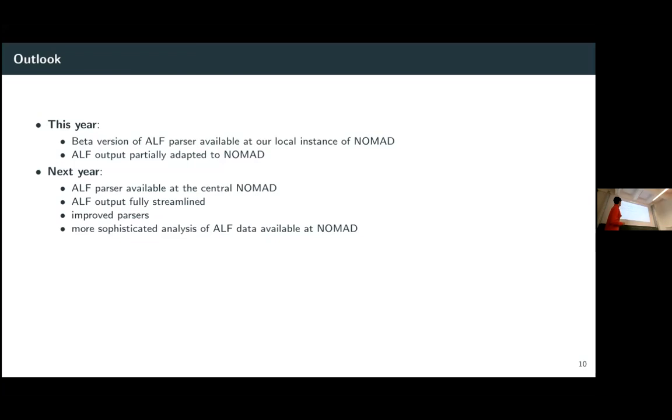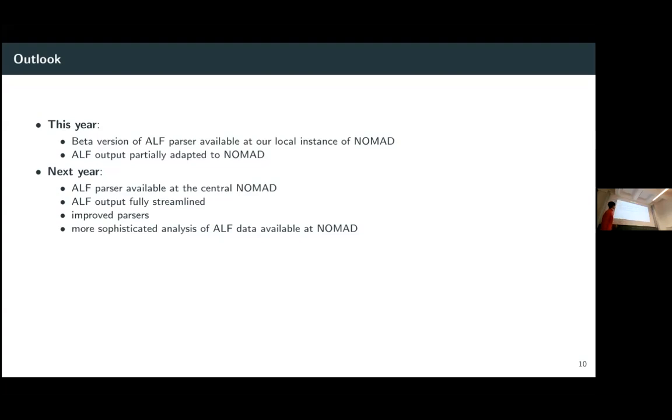We expect to have a parser working, so we expect to be able to accept ALF data still this year. And for that, of course, we have to make some small or not so small adjustments to the output of ALF. Some of them are really trivial, like including the name of the program, the version, commits, whatever you want. Some of them are easy. Some others might mean some restructuring, but it should be all doable, at least in part.